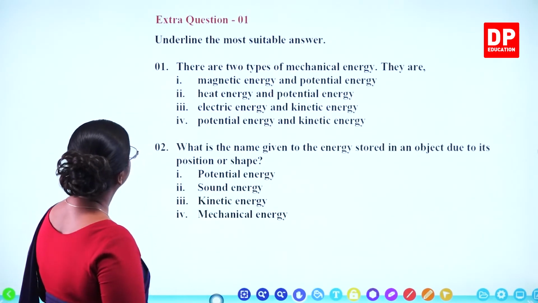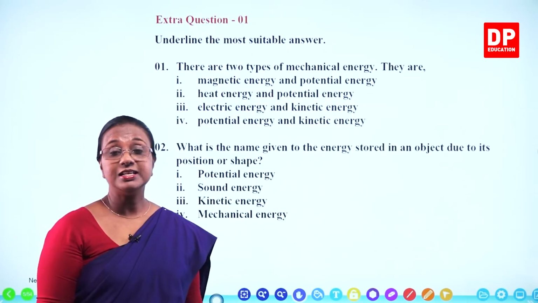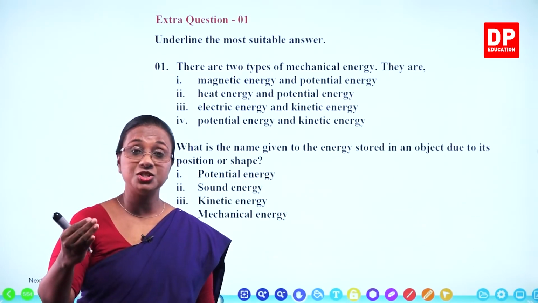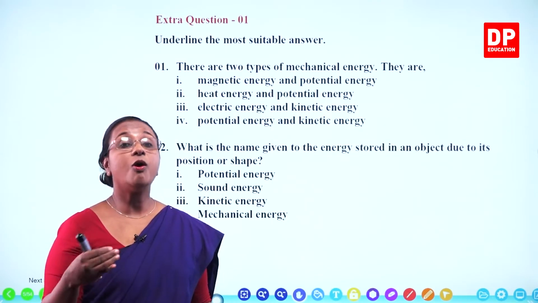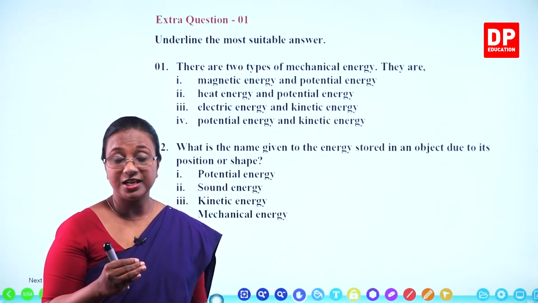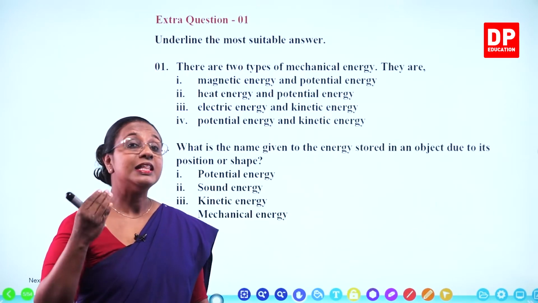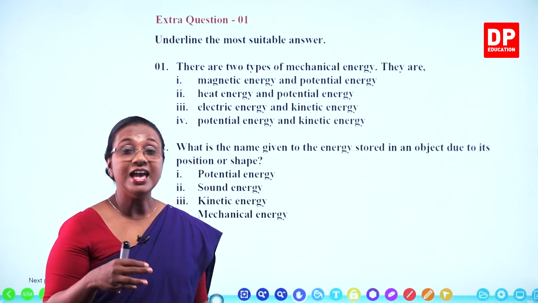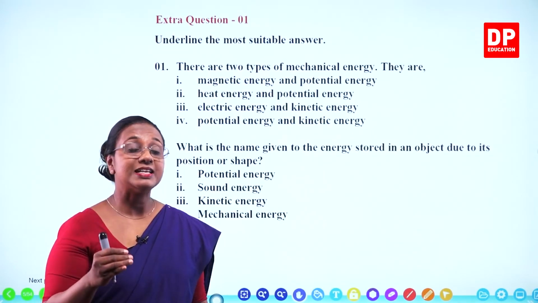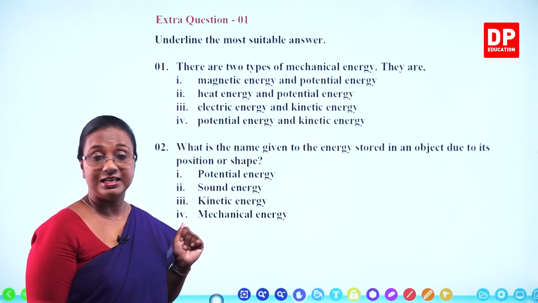The first question. There are 2 types of mechanical energy. What is mechanical energy? This is the energy possessed by an object when an object changes position, when there is a work done, or when it is moving due to its velocity. And there are 2 types. If the position changes or the shape changes, the energy stored is the potential energy, and if the object is moving due to its velocity and mass, it has the kinetic energy. So the 2 types are potential energy and kinetic energy.